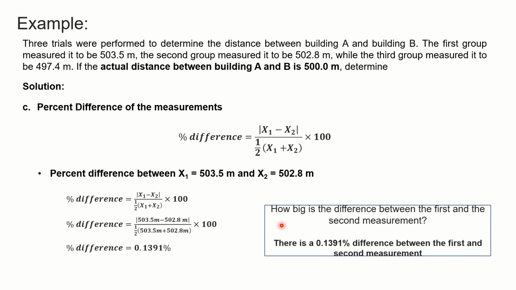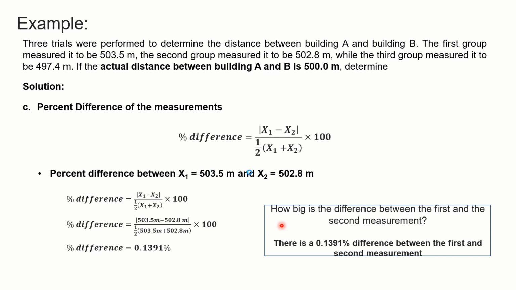So percent difference of the measurement. So again, percent difference is a measure of precision, and to calculate the percent difference, we make use of this equation. Percent difference is equal to the absolute value of the difference between x1 minus x2, divided by the average of the two experimental values, times 100, where x1 is experimental value 1 and x2 is experimental value 2.